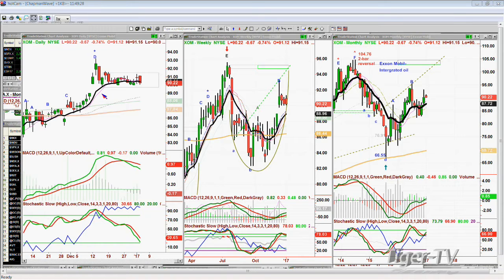And if it does, it'll take out 89.76. It is trading at 90.22, down 67 cents. And then it fills the gap. And that gap has a low of 89, a round number.